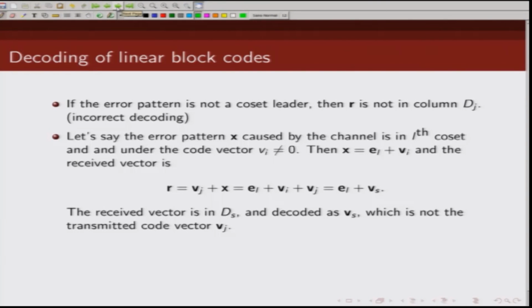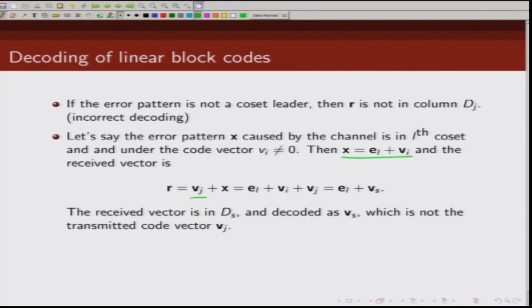So, let us look at an error pattern X caused by the channel, and it is in the lth coset. If it is in the lth coset, we write this error pattern as El plus Vi. In that case, if we are transmitting code word Vj and we encounter this error pattern, what we would receive is Vj plus X, which is nothing but El plus Vi plus Vj.